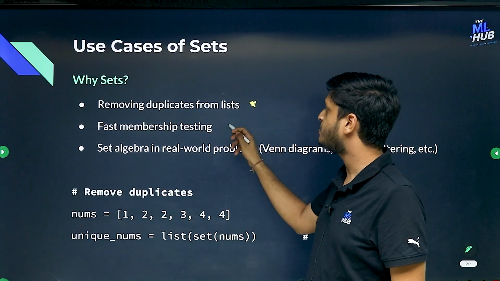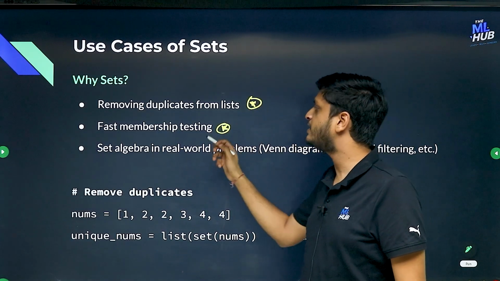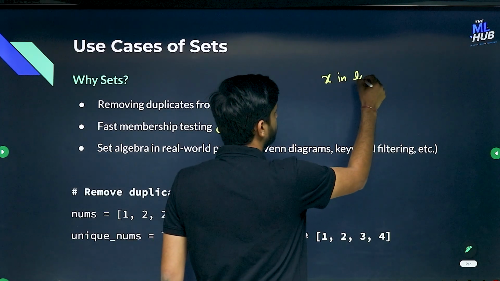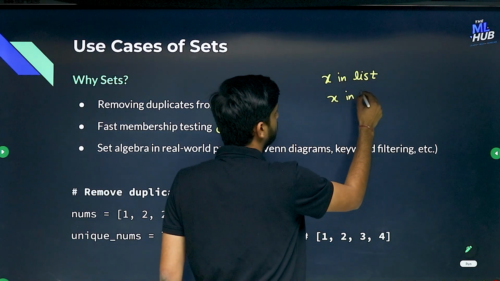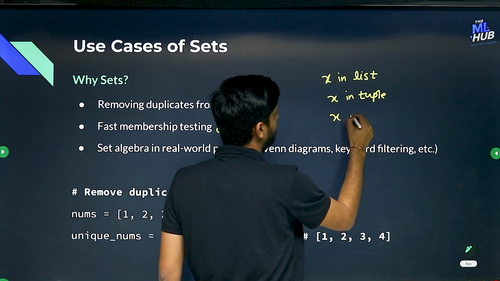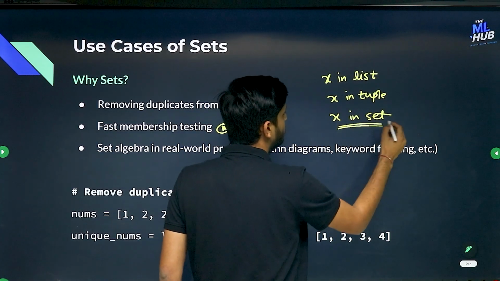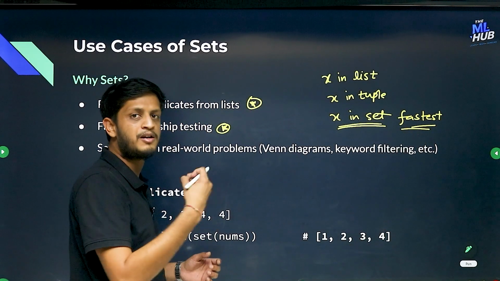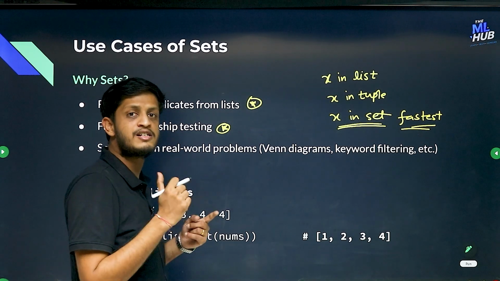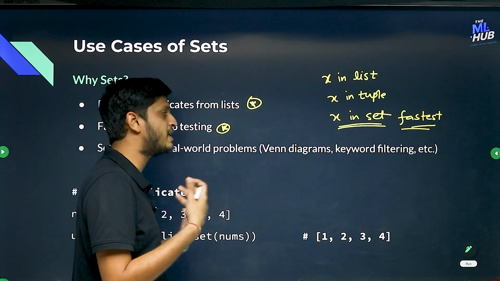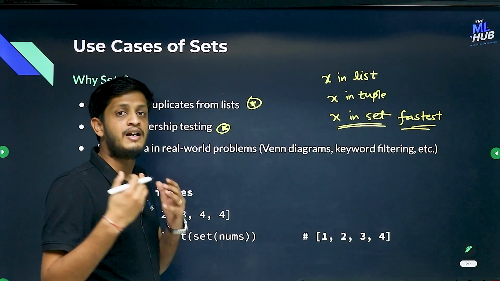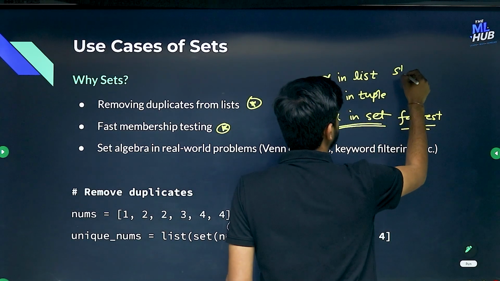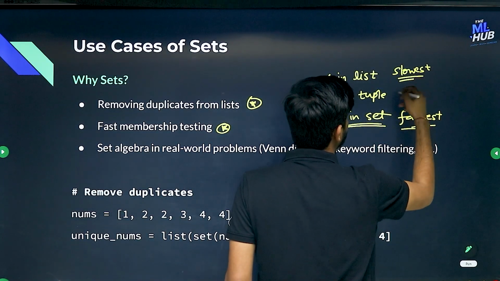Okay. And fast membership testing. Again, see, checking whether an element is present in a list or tuple. For example, if I write x in list, and if I write x in tuple, and if I write x in set, membership is fastest in sets. Sets are the fastest data types. Adding an element, removing an element, checking whether an element is present or not, everything is fastest in a set. That is because of how sets are managed. Again, we will see that in data structures, how sets are created internally. So it is fastest in a set, list is slowest, and tuple is intermediate.